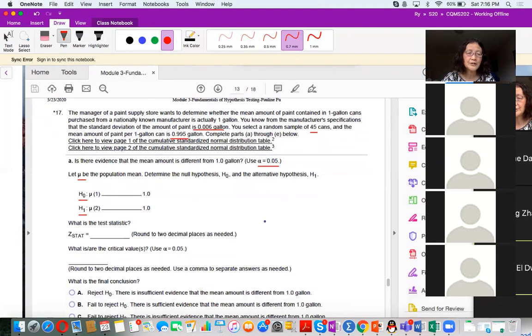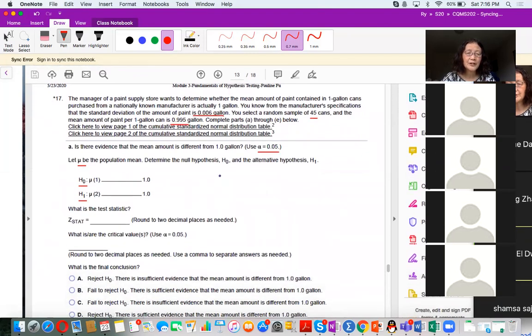Determine what is H0, what is H1. This is an easy question, right? So how do you write it down? Again, return back to the first question. Some students ask, how do I write down H0? How do I write down H1? So you read the statement here.